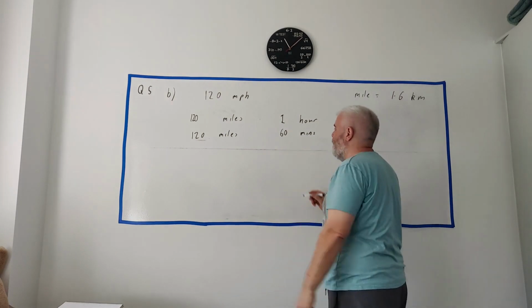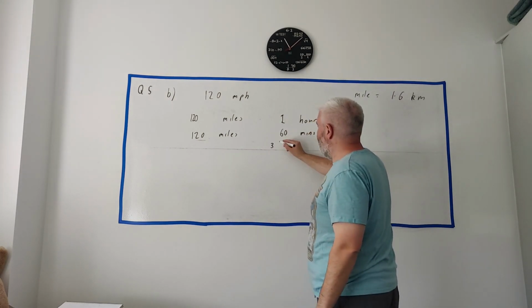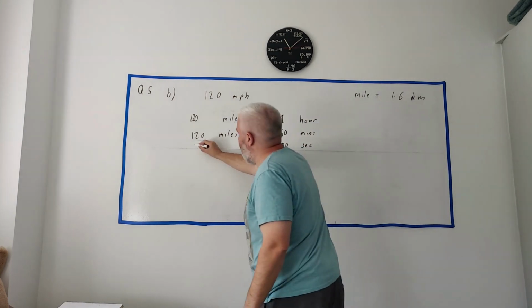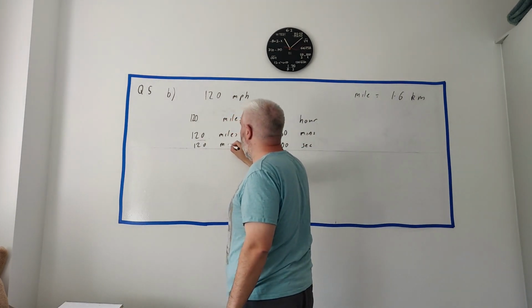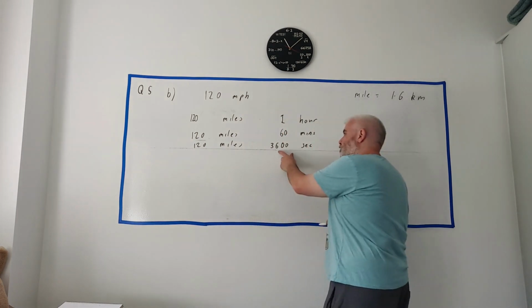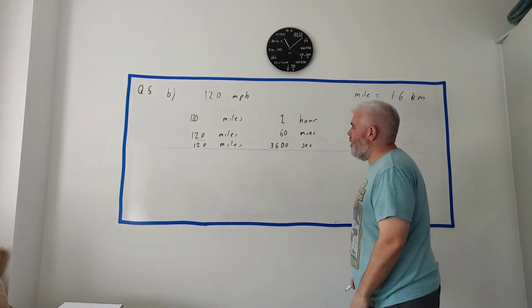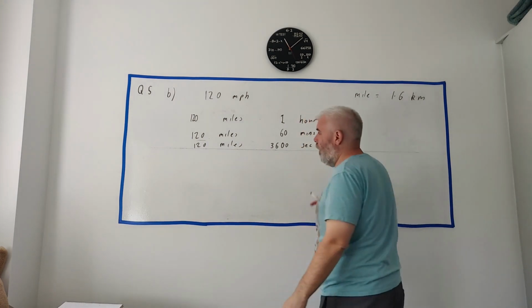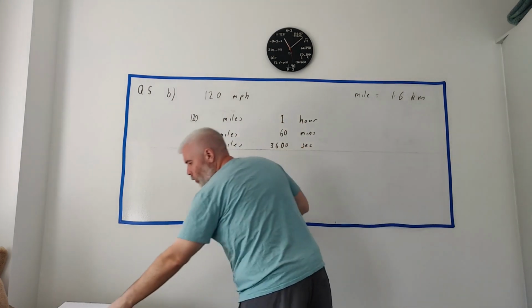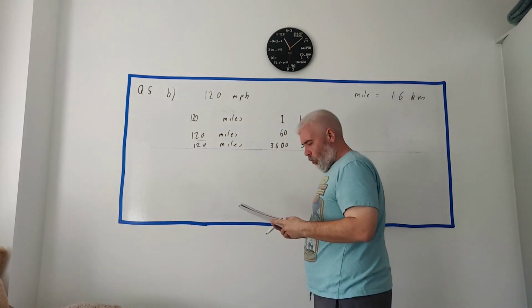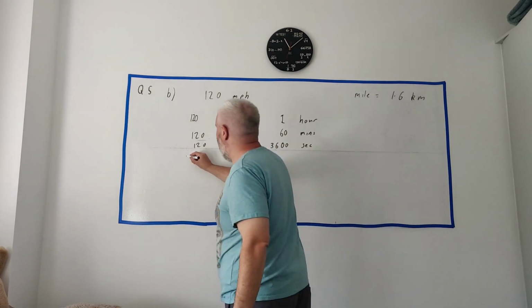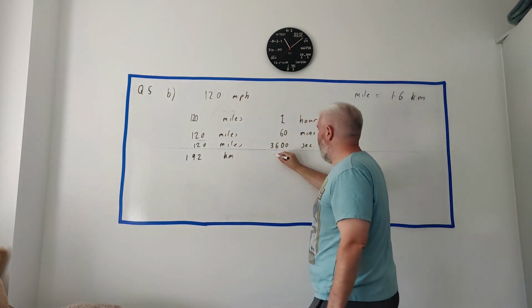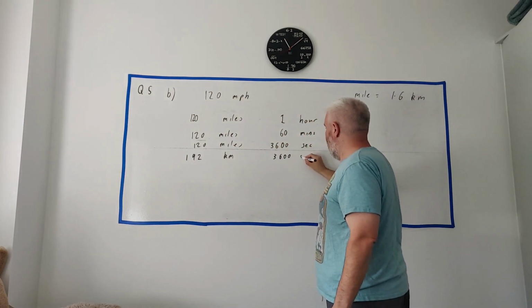Let's change it to seconds. Multiplied by 60, we would get 3,600 seconds. So again, it would go 120 miles in 3,600 seconds. Next, instead of miles, I would like it in kilometers. So 120 multiplied by 1.6 is 192. And this is kilometers now, in 3,600 seconds.